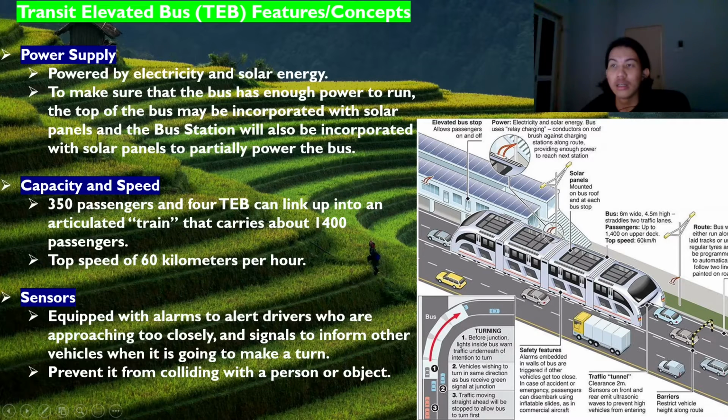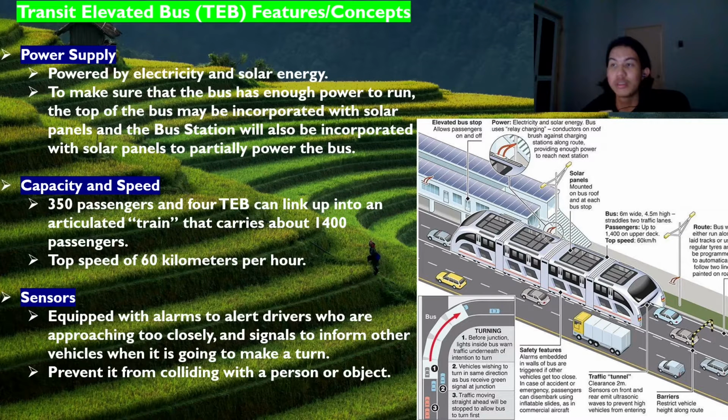So the next are the features and concept of the transit elevated bus. The first one is in terms of power supply. The bus is public transport powered by electricity and solar energy. To make sure that the bus has enough power to run, the top of the bus may be incorporated with solar panels, and the bus stations will also be incorporated with solar panels to partially power the bus.